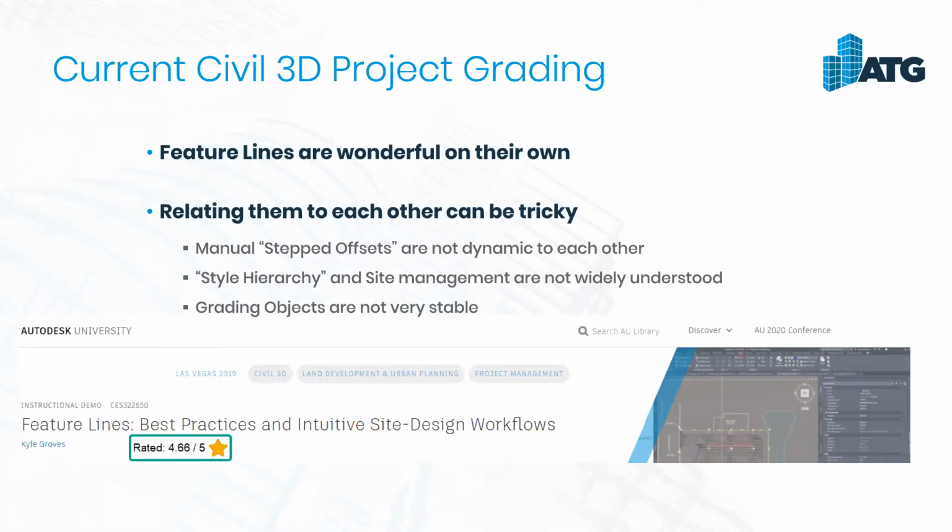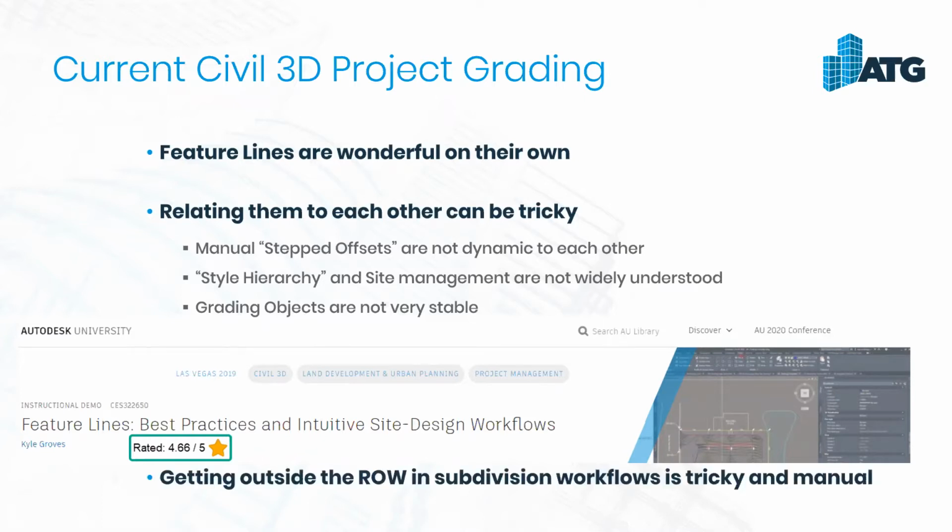And lastly, with our Civil 3D tools available to us, when we're starting to talk about subdivision workflows, Civil 3D gives us a lot of really great tools for designing the roadway and getting to the right of way. But once we start getting into the actual lot grading, it's pretty tricky. And there can be a lot of manual iterations, kind of like I was talking about with those manual stepped offsets. So this is the problem.